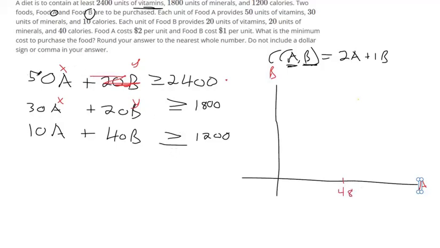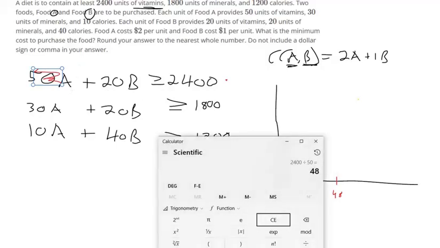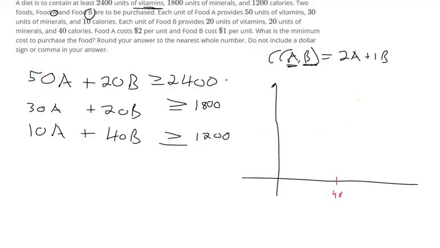And then I'll do the same thing. I'll plug in 0 for A this time. I'm going to plug in 0 for A and then solve for B. So 20B equals 2,400. So 120 on the y-axis. That's our y-intercept. So that's the first line that we need to draw.